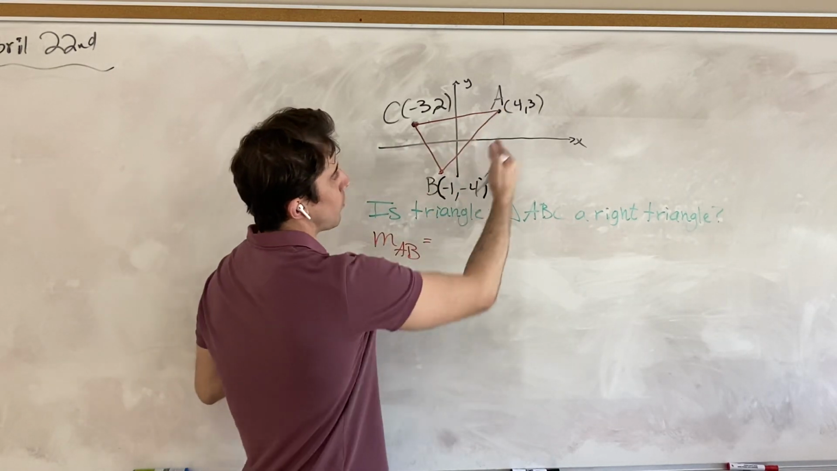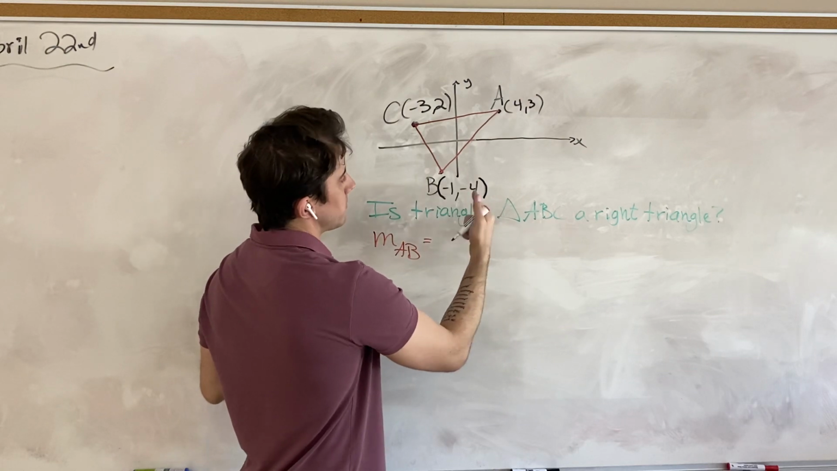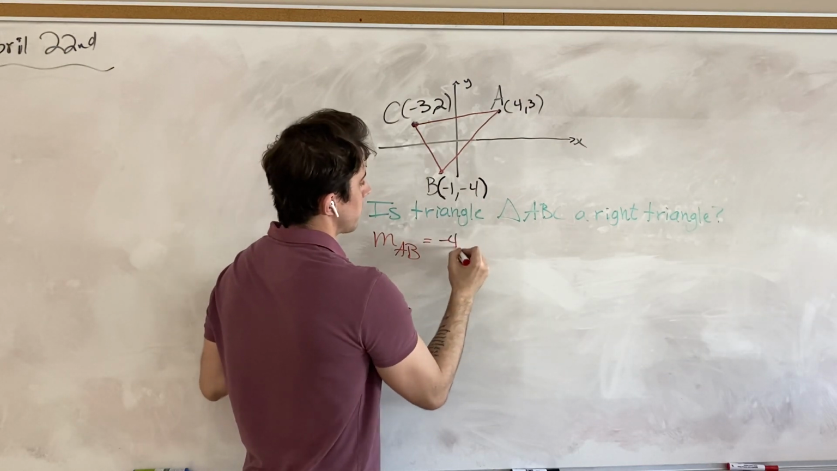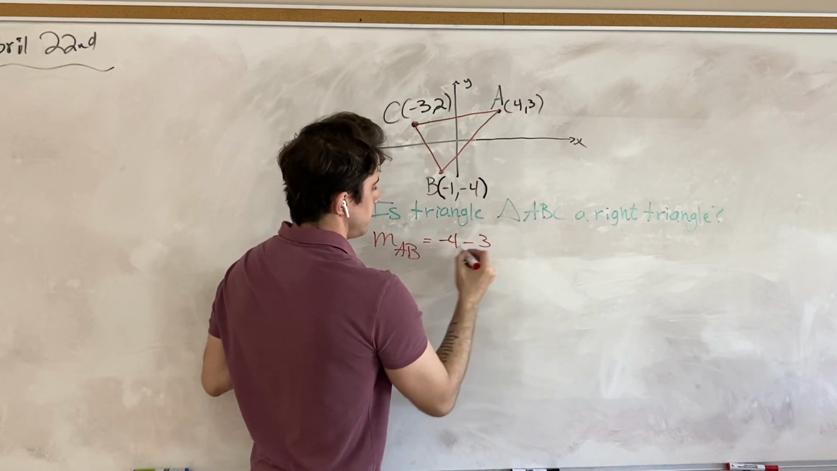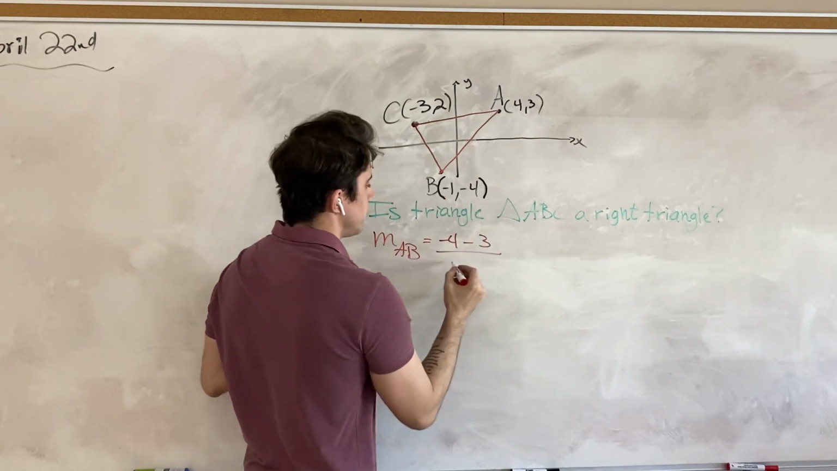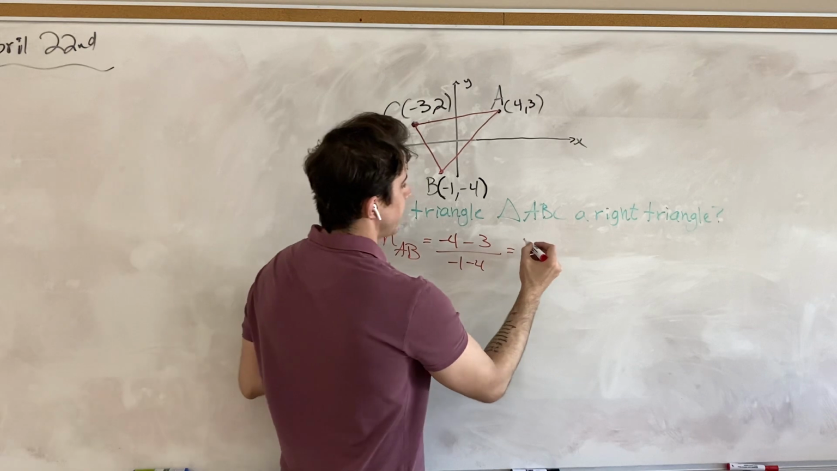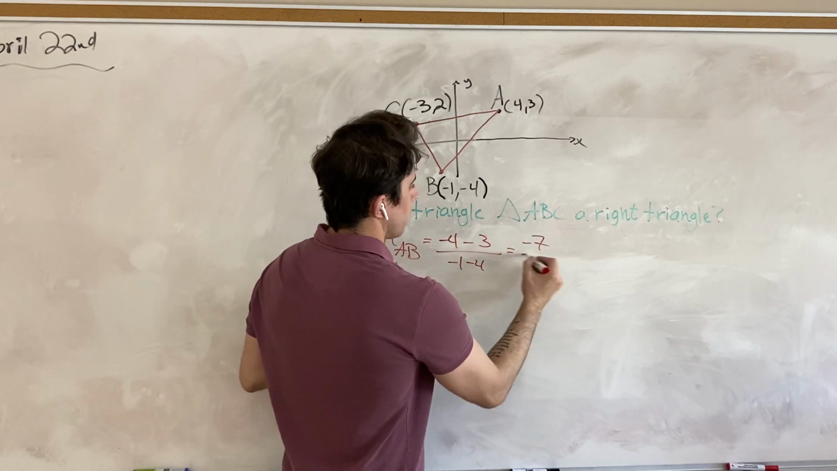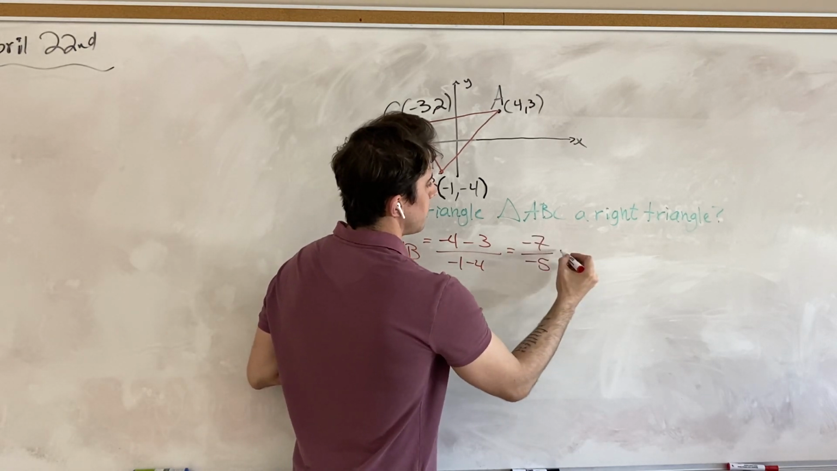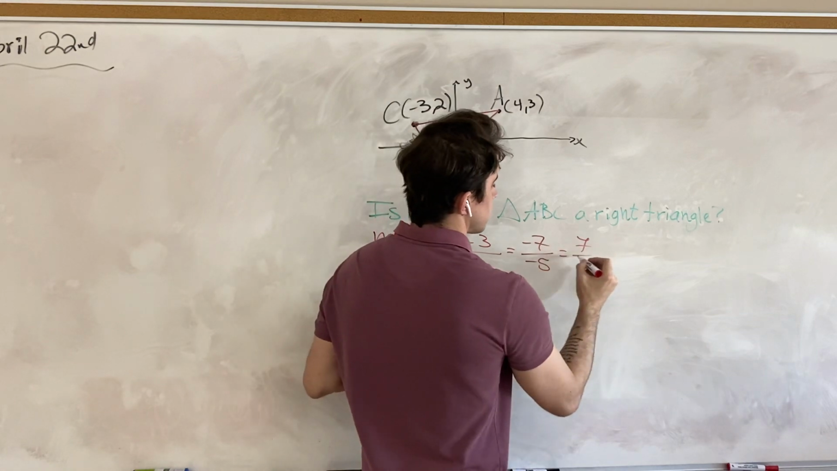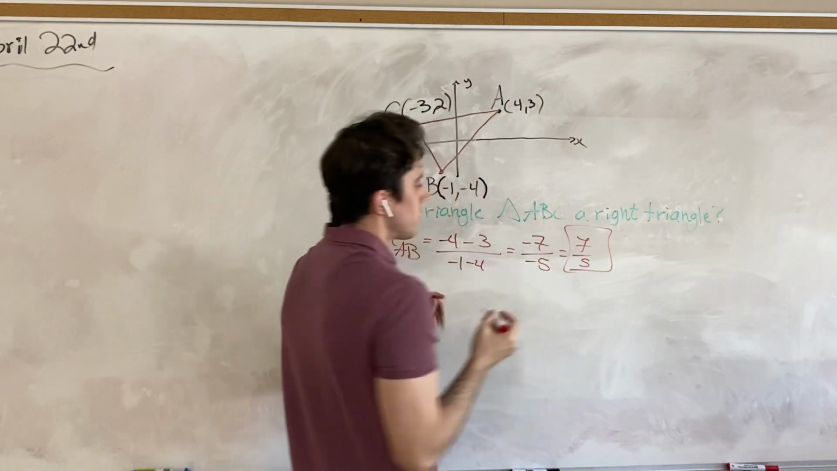And we'll do that by y2 minus y1. So we'll do, let's start with B. So we'll do -4 minus 3 over -1 minus 4. And that gives a slope of -7 over -5, or if you'd rather, just 7 over 5, right?